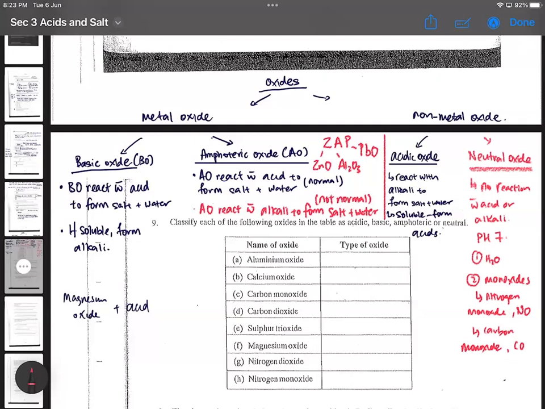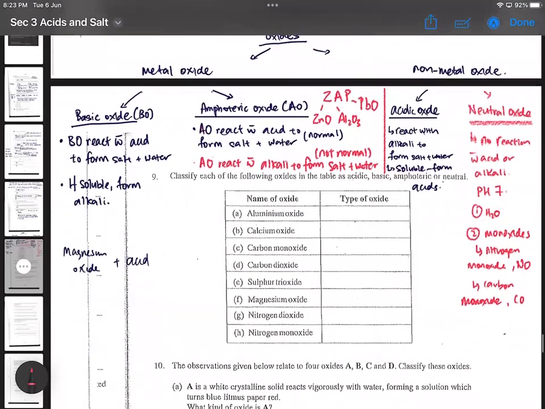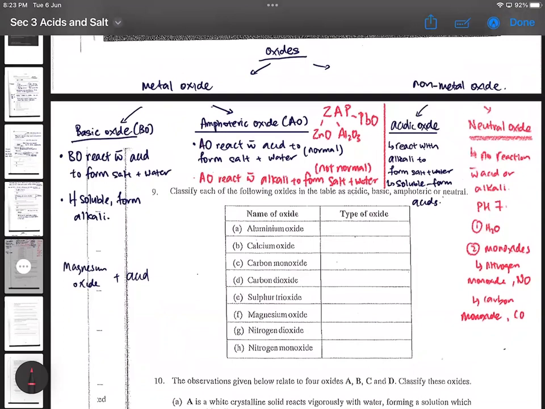So with this in mind, can I give you a couple of minutes to do question number 9? Question number 9 is just classification, very straightforward. Based on what we have above, classify the different oxides into their correct category: basic, amphoteric, acidic, or neutral. Okay? I'll give you a minute to try it out.